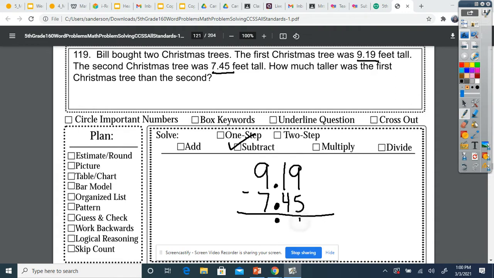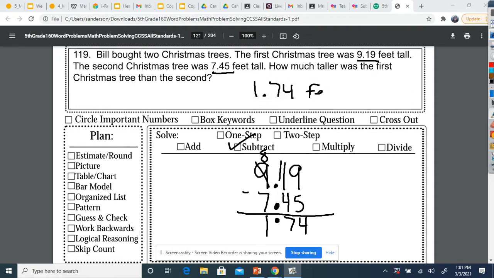So 9 minus 5 is 4. 1 minus 4 I can't do, so I need to borrow from my 9. It becomes an 8, and this becomes an 11. 11 minus 4 is 7. 8 minus 7 is 1. So 1.74. So how much taller was the first Christmas tree than the second? 1.74 feet would be the difference in trees, and that's exactly why we subtracted.